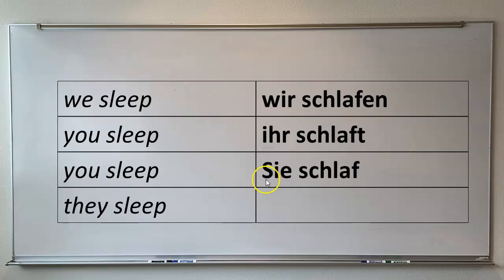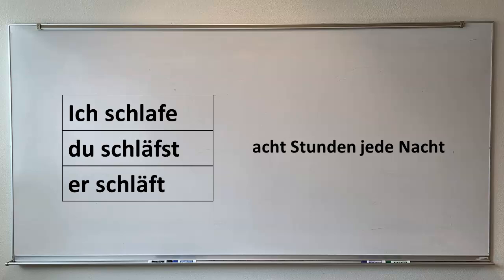This is the formal you. Formal plural you. Sie schlafen. And finally, they sleep. Notice the lowercase s. Sie schlafen. They sleep. And that's it. That's the stem changing verb schlafen. The A to A umlaut pattern. The only thing that's left to do is practice a little bit.